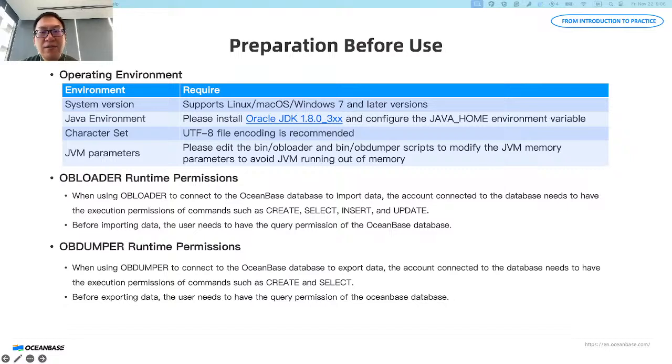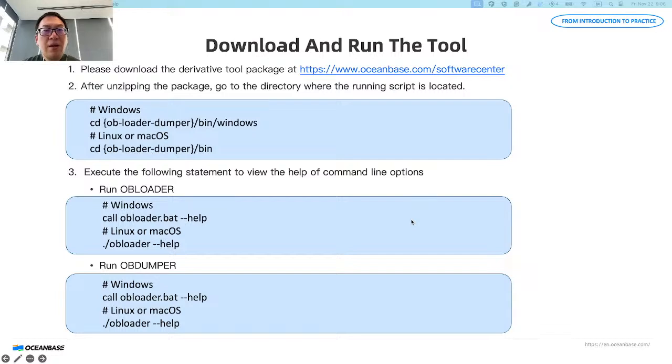Before exporting data, the user needs to have the query permission of the OceanBase. Next is the download and installation method, which is very simple. Go directly to the official website to download the installation package. After uncompression, execute this command to view and get the help option.